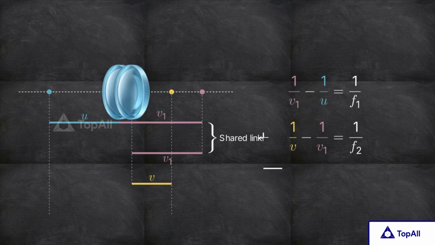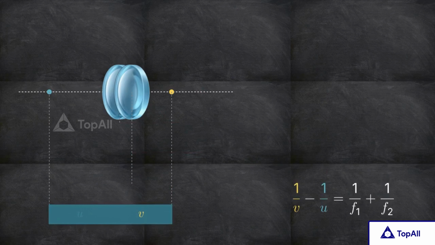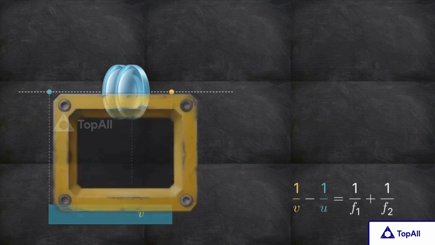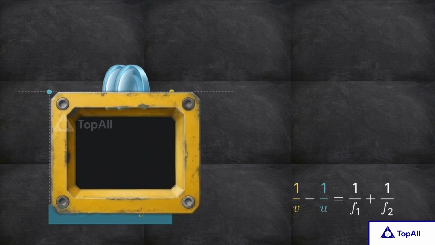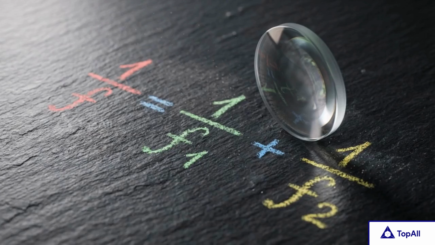To find the net effect of the entire system, we add the two equations together algebraically. When we do, the positive 1/V1 and the negative 1/V1 cancel each other out. The remaining variables drop down, giving us a unified equation: 1/V - 1/U = 1/F1 + 1/F2. The math perfectly reflects the physical world. Stacking two thin lenses creates a system that acts exactly like a single equivalent lens, where the total focal length is the sum of the individual inverses.